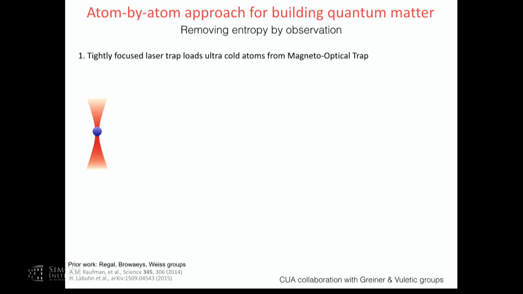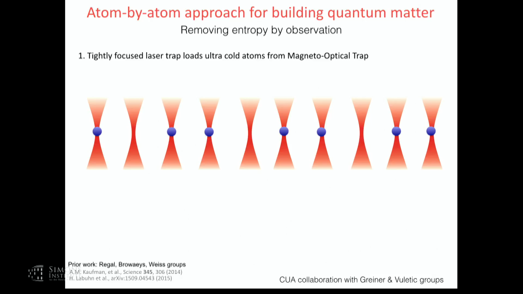And so we focus these beams very tightly, such that in each of these traps we can host at most one atom. Two atoms just don't fit. And then we start not with just one tweezer, but with a number of tweezers, like 100 or so, and shine them all at once and try to load them. This loading is probabilistic, so some of these traps are loaded, some are empty. So we end up with a disordered array of atoms, and this disordered array has a lot of entropy.